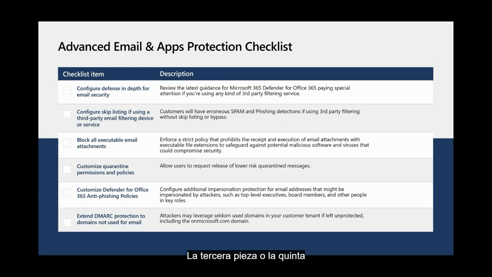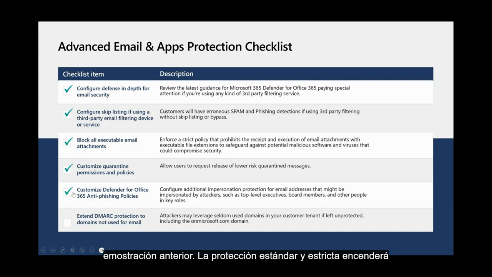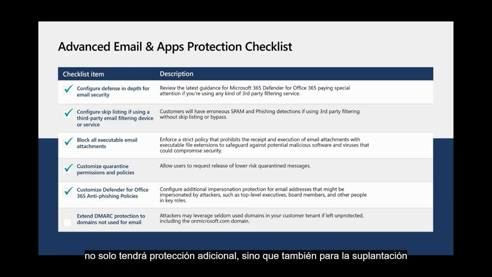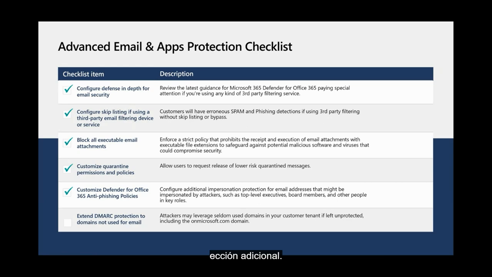The third piece, or the fifth thing on our list here, is to customize the Defender for Office 365 anti-phishing policy. We showed that in the demo earlier. The standard and strict protection will turn everything on, but there's a benefit to actually adding additional impersonation protection for high-value users, your executives, board members, folks like that, because it'll not only add additional protection, but for impersonation, it'll also provide additional protection for anti-phishing.